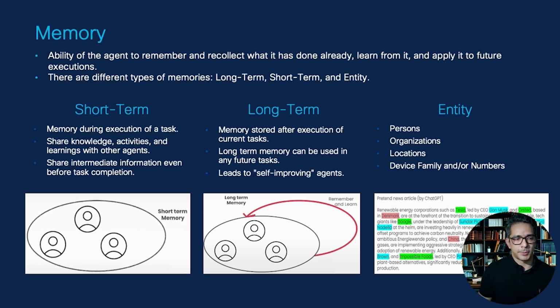within the context of a particular task. And they can share intermediate information even before task completion. Long-term memory, as the name suggests, is stored after the execution of the current task as well. And this can be used in any future tasks. And it leads to sort of self-improving agents. And then finally, entity memory. This can be either persons, organizations, locations, and so on and so forth.